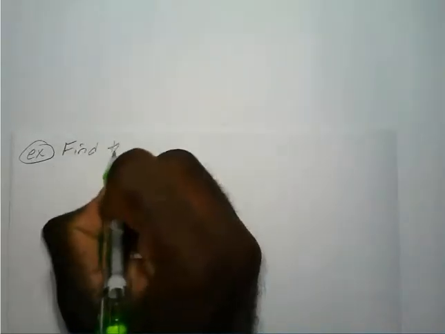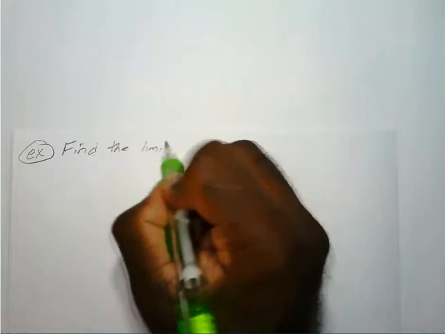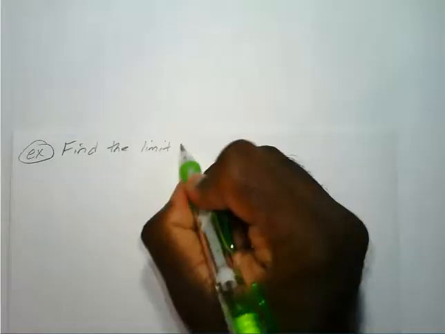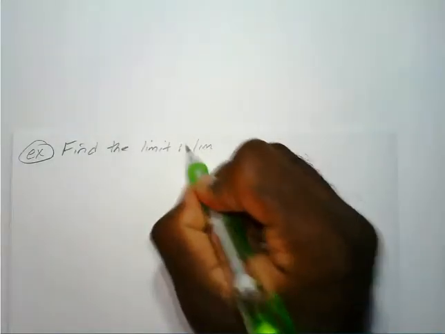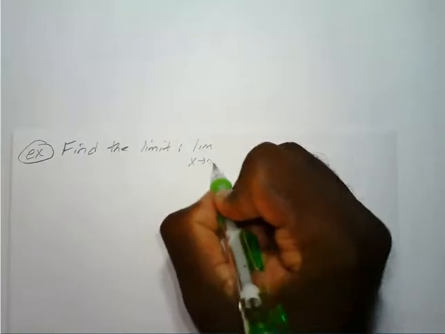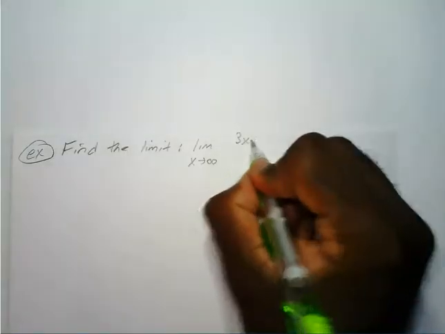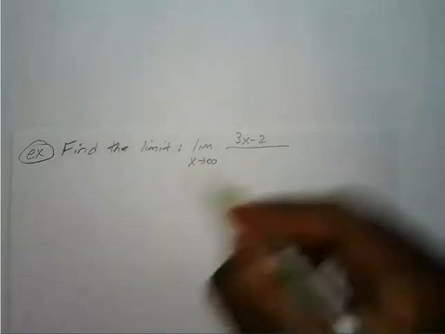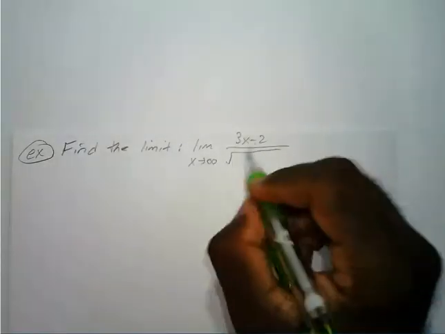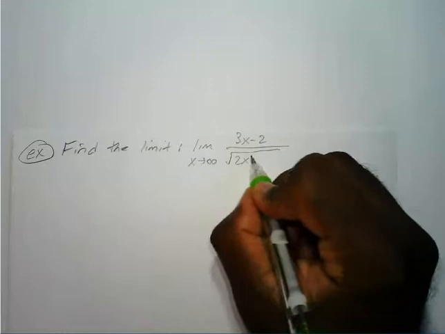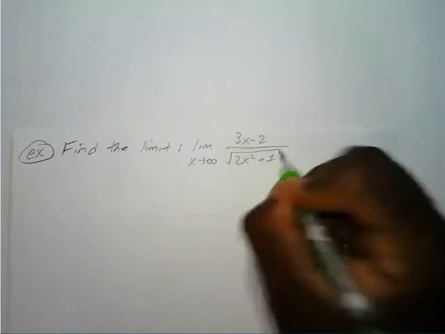So what if we wanted to find the limit? Okay, so the limit as x approaches infinity of 3x minus 2 over the square root of 2x squared plus 1.